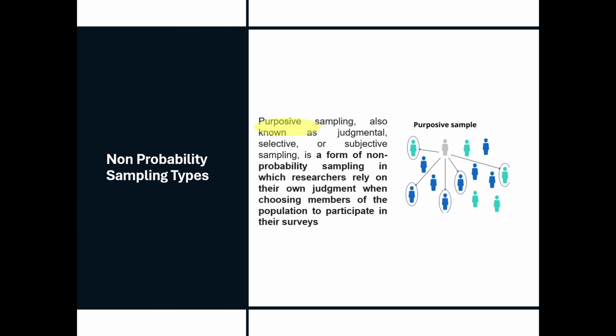The next one is purposive sampling, which is also known as judgmental, selective or subjective sampling. It's a very common question in exams: what do we mean by judgmental selective sampling? The definition is a form of non-probability sampling in which researchers rely on their own judgment when choosing members of the population to participate in their survey. So the main person will select the applicants or other people they need for the sample by themselves.